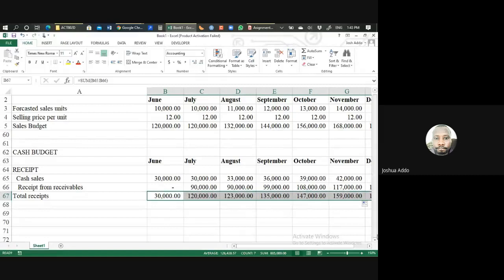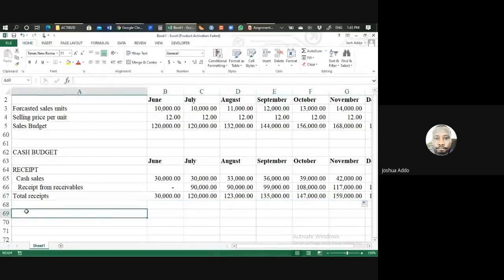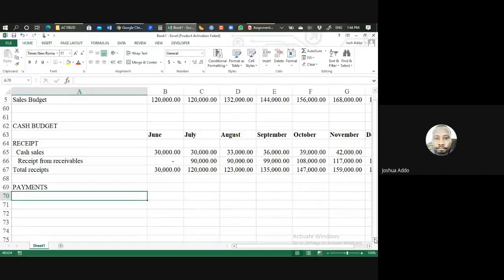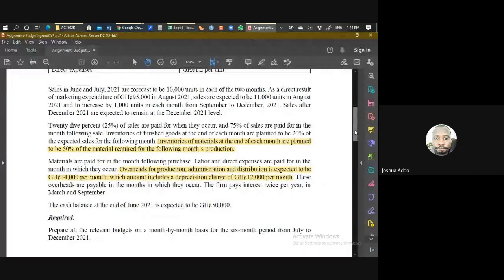Then we go to our payment or disbursements. Payments. And the payments, we have a series of them. And we have finished preparing all the payment budgets. We only need to look at, for the cash flow purposes, the timing of the payment of those expenditures. As for the amounts, we have calculated through all the budgets we have done. What is left is the timing. So when we come here, it says materials are paid for in the month following purchase. This is giving you information about timing.